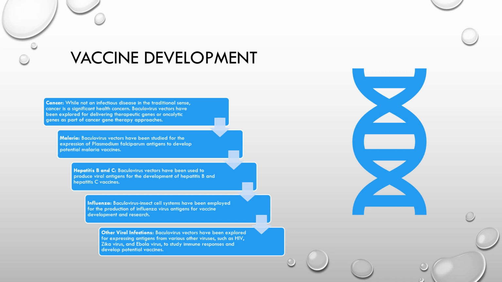Influenza, this is a majorly important one, and it's because it's just a pervasive virus in the United States and South America. Baculovirus insect cell systems have been employed for the production of influenza virus antigens for vaccine development and research. And finally, other viral infections. Baculovirus vectors have been explored for expressing antigens from various other viruses such as HIV, Zika, and Ebola to study immune response and develop potential vaccines.